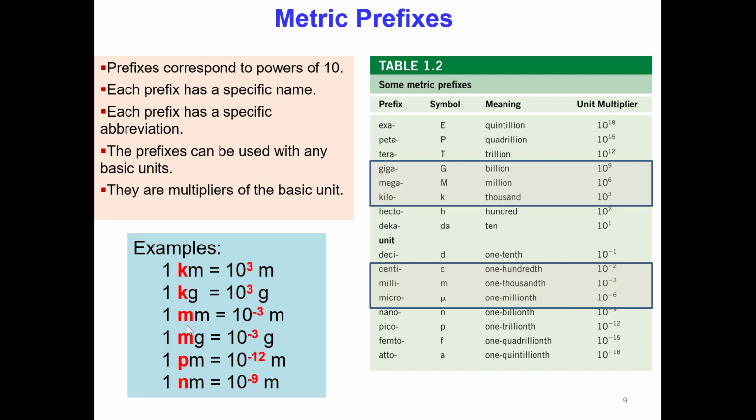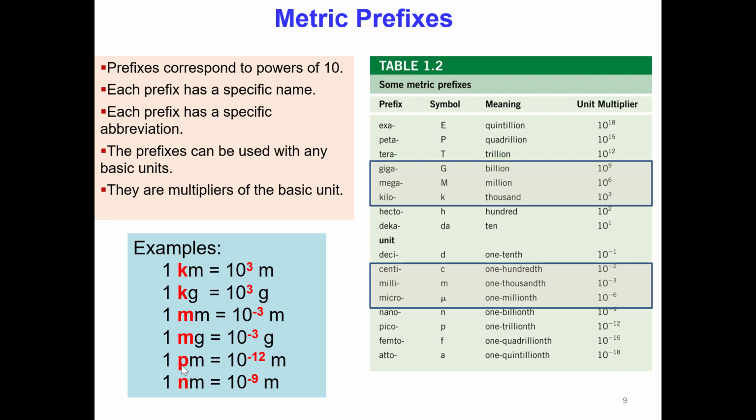And we can also use different prefixes with the same unit. In this case we had kilometer. In this case, we had millimeter. Yes, millimeter is 10 to the power minus 3 meters. And we can also express using the same prefixes with different units. We can use gram. Then 1 milligram equals 10 to the power minus 3 grams.